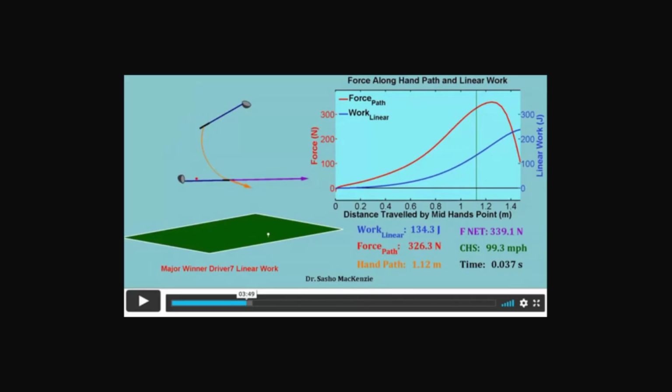Sasha McKenzie stated there are two forces in play. The one force produces linear work, and the second force produces angular work.